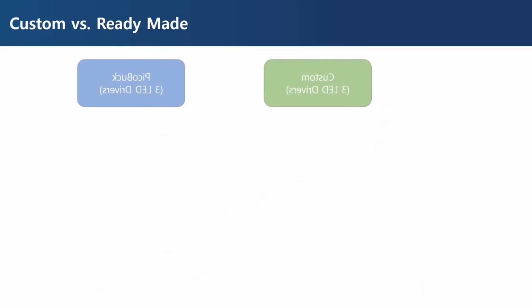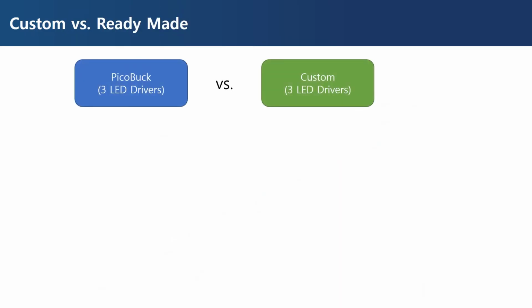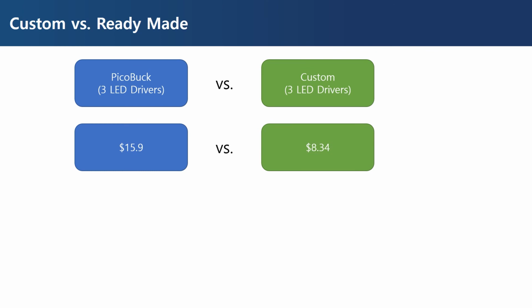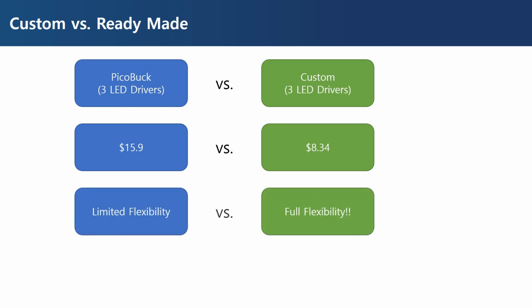Let's compare the custom product versus the reference commercial product. Comparing the price of the Picobuck with 3 LED drivers and the custom product, the Picobuck is $15.90, while the custom product is $8.34, which is only half the price. If we made the driver to support 3 LED drivers in one PCB, it would have been much cheaper. Another advantage over the commercial product is we can add more flexibility to the custom product. Conversely, if you want, you can also create a product that is optimized for a specific application.